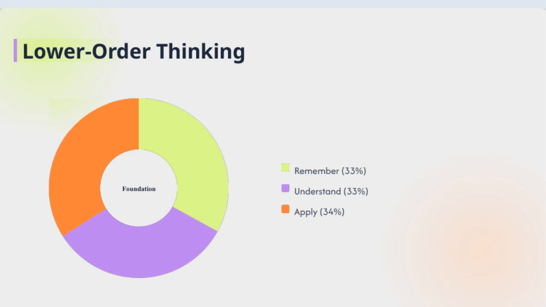Let's take a closer look at these percentages. Apply at 34%, understand at 33%, and remember also at 33%. These figures highlight the importance of foundational lower-order thinking skills. Essentially, they show us that a significant portion of learning involves applying, understanding, and remembering information. These are what we call lower-order skills, and they form the foundation of effective learning. When we focus on these, we're ensuring learners can grasp basic concepts and recall essential facts.